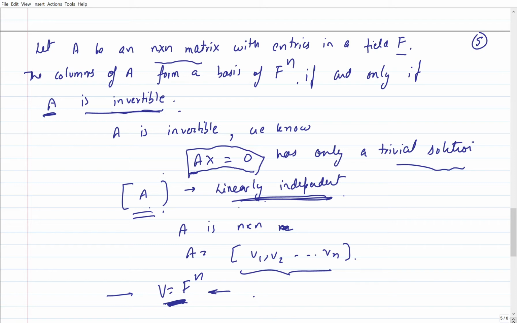Also, we know that we have n of these guys. So not only are they independent, they are n in number, and since the dimension of our vector space is n, these guys indeed form a basis. So we have a set of n linearly independent vectors, and they form a basis for an n-dimensional vector space.